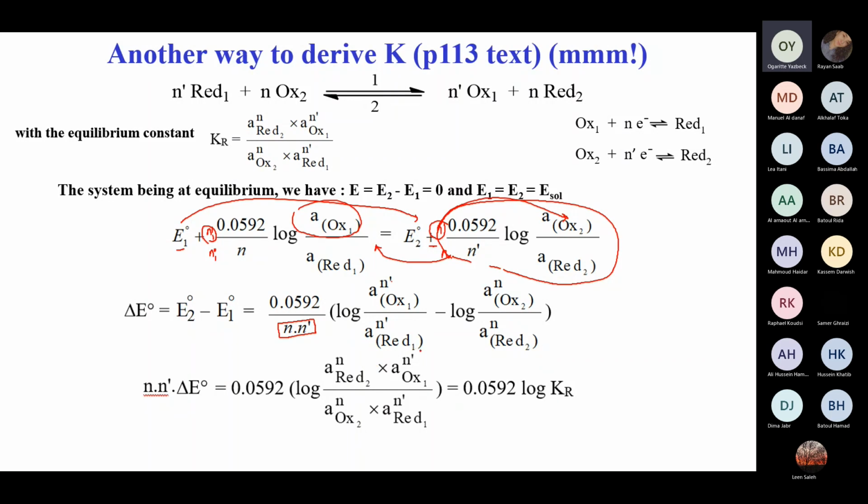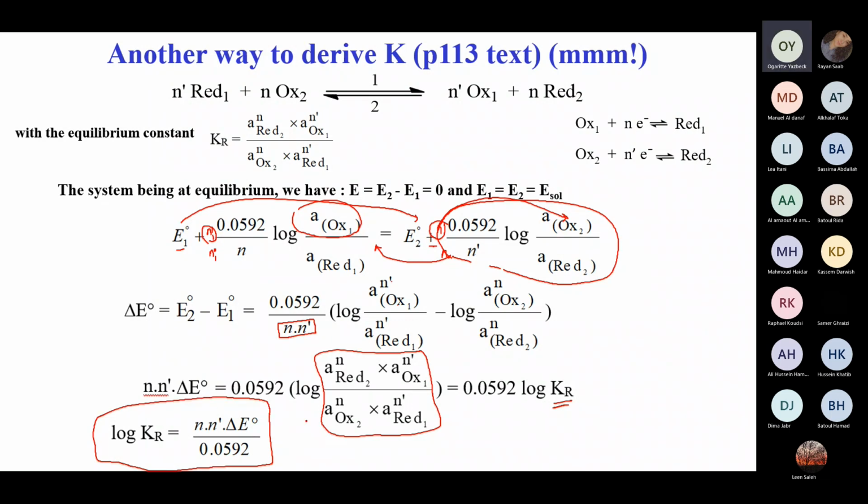We see that this part here is the K. Okay? And thus, log K equals n1 n prime delta E naught over 0.0592. We just derived what I derived centuries ago in another way completely, this equation.